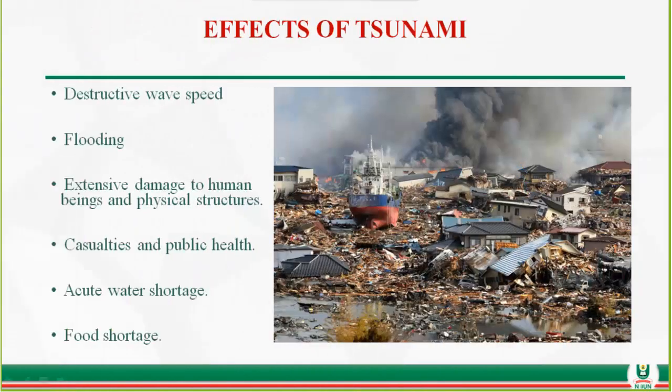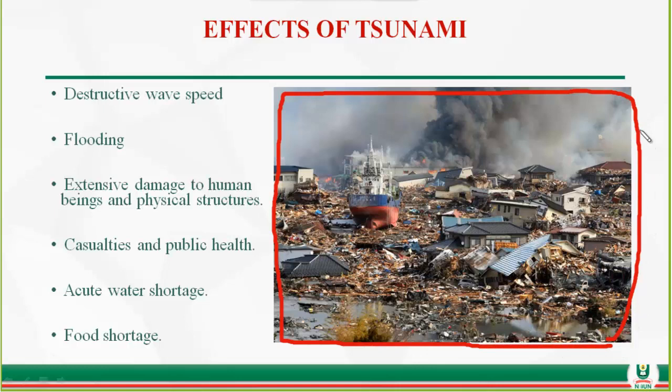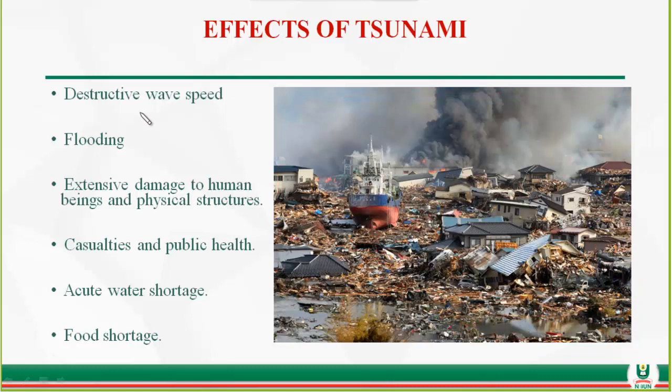The effect of tsunami: how dangerous it is, how catastrophic it can be. If you look at the image here, you'll see how it has brought critical structures down into rubble. It has reduced them to nothing. A lot of destruction right there. You can see houses brought down, and ships washed out of the sea. A lot of dirty, disgusting environment right there. It has a very destructive wave speed. That speed can kill.